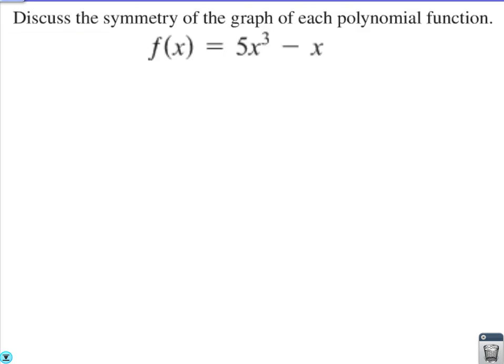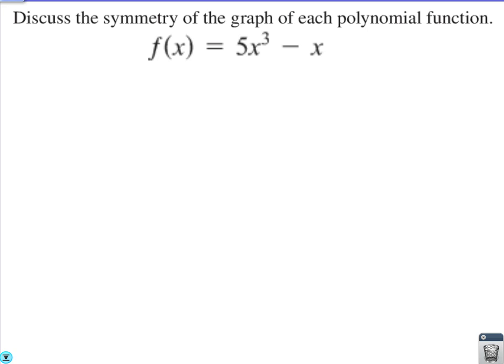So here we go, moving along. Discuss the symmetry of each graph, or of the graph of each polynomial function. 5x to the third minus x, you already know. I showed you the shortcut. This is going to be what kind? Odd. This is an odd function. It's going to have some symmetry about the origin.